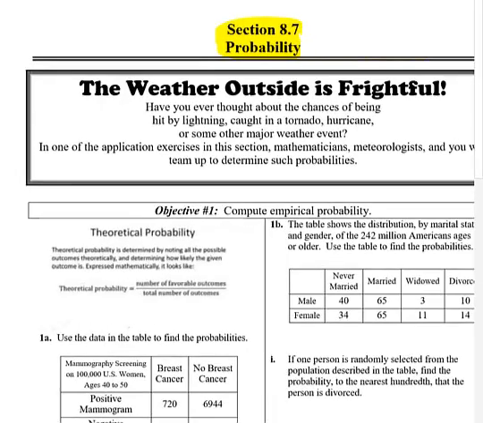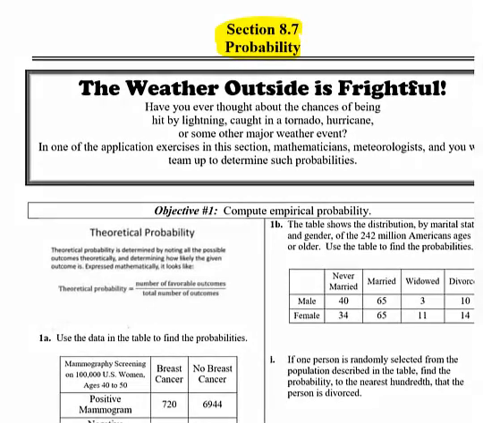Yay! So, probability. If you've thought about it before, like if you flip a coin, what are the chances of getting heads? Well, you have a 1 out of 2 chance of getting heads because there's one head and there are two sides of the coin.